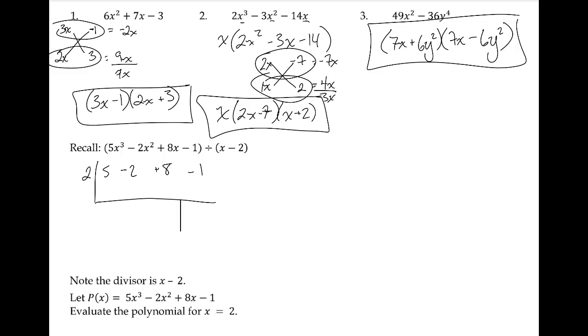That's where my remainder is going to be. Bring this down. 10, add these, 8. 16, 24, 48, and 47. So my final solution would be 5x squared, always reducing my degree by 1, plus 8x plus 24 plus 47 over x minus 2. That's my remainder.